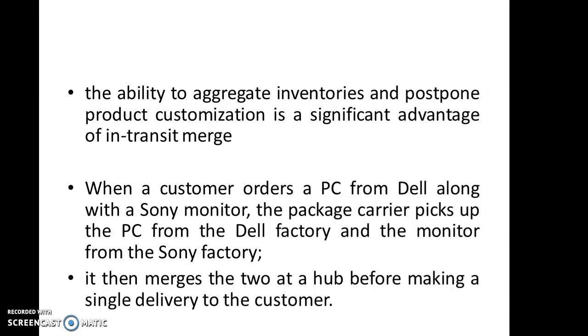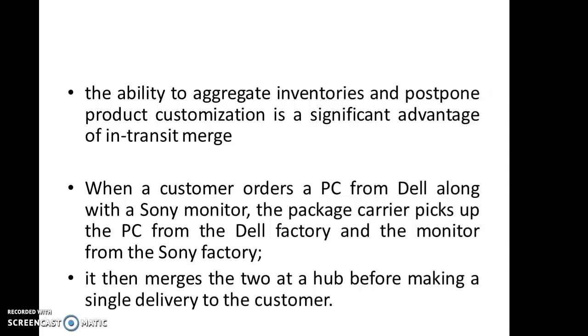So the ability to aggregate inventories and postpone product customization is the main advantage of in-transit merge. That means we are aggregating the inventories only at the manufacturer side as it happens in the first one, that is manufacturer storage with the direct shipping method, and also we postpone the product customization to the manufacturer, which is also very similar to the first one, but the only difference is in-transit merge.